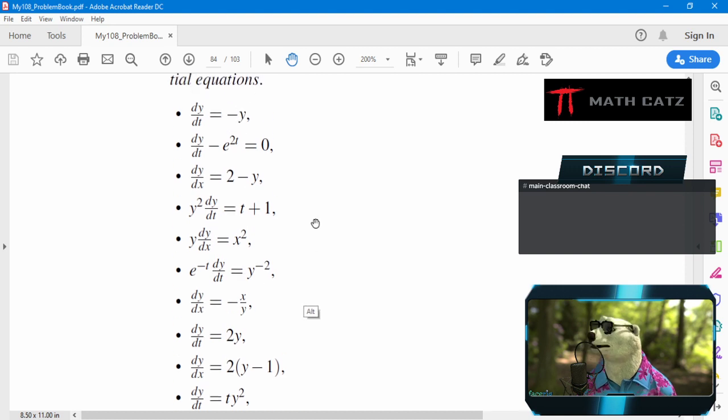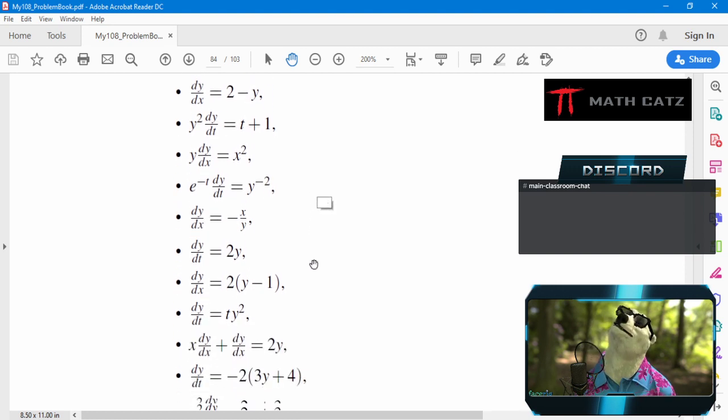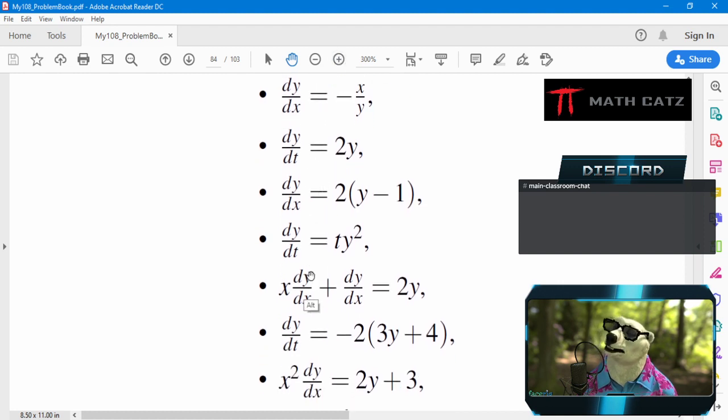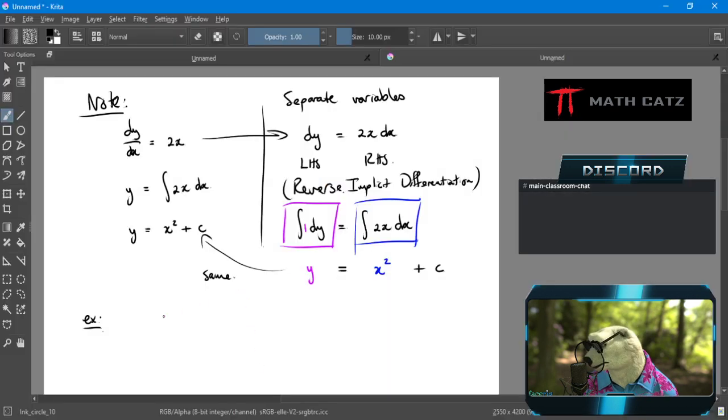Let's do this one. dy/dx equals negative x over y. I'm just going to put the negative with the x for convenience, doesn't really matter.